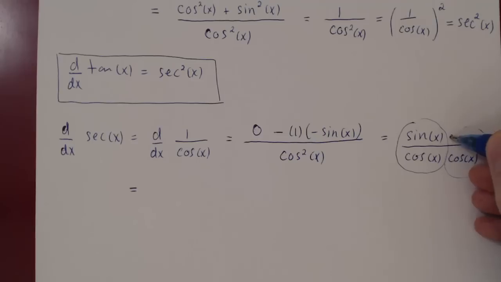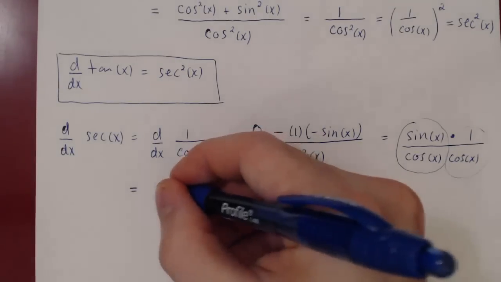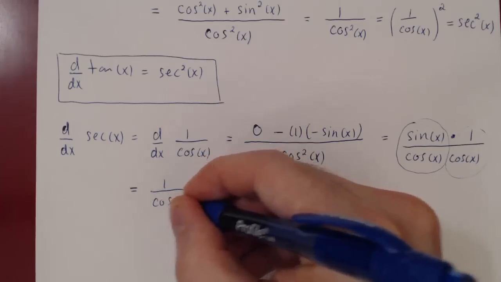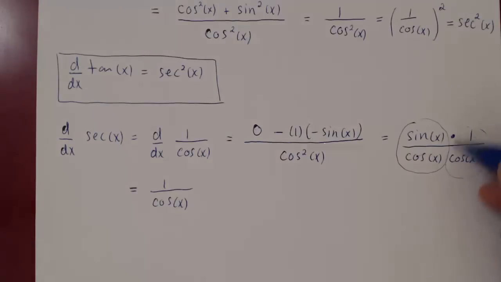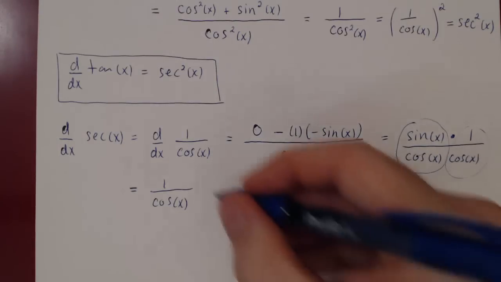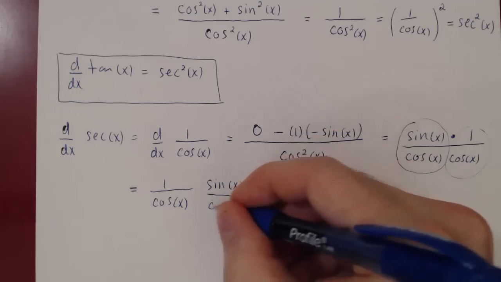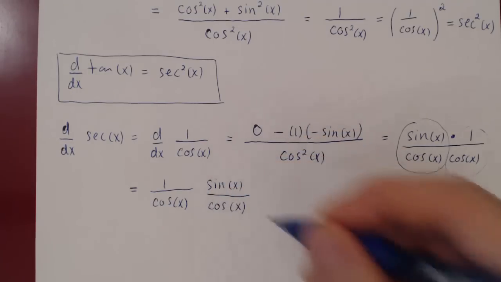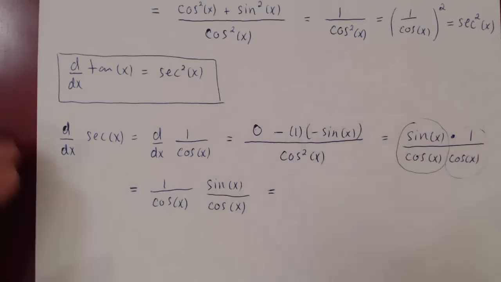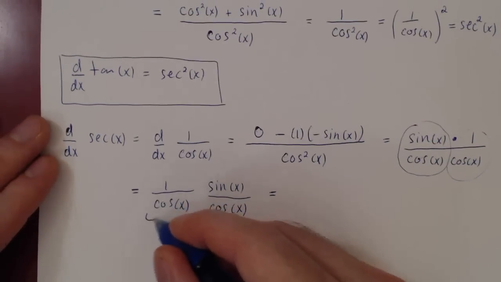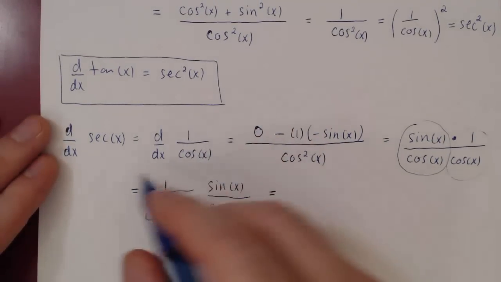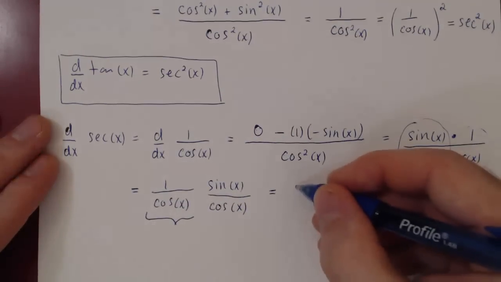I'll write first the 1 over cosine. If you prefer, this is sine of x times 1. So this will be 1 over cos of x times sine of x over cos of x. But both of these now we have shortcut names for them. 1 over cos of x, this is by definition secant of x.